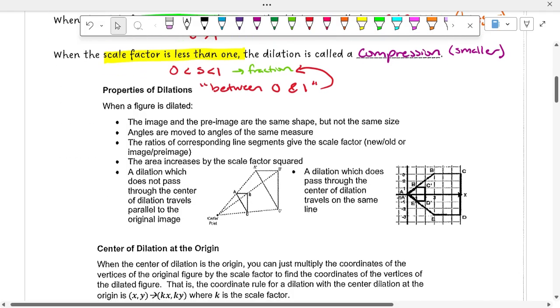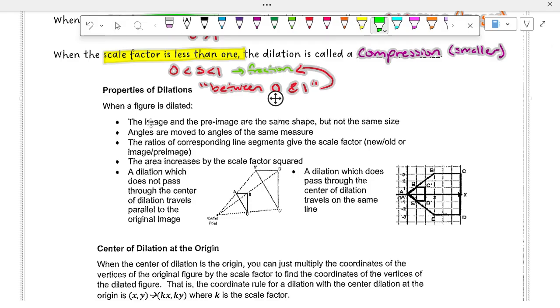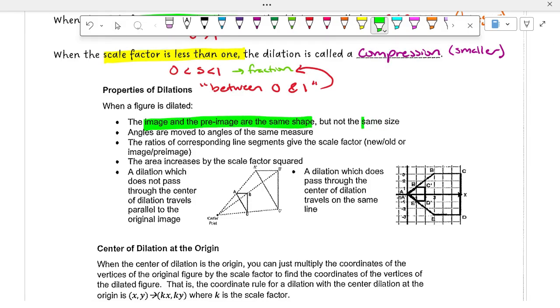Now, some properties of dilations. The image and pre-image are the same shape, but not the same size. The angles are still the same measure. Ratios of the corresponding line segments give the scale factor. So in other words, if we set up a proportion, like one side divided by the other side, we should get the scale factor. The area increases by the scale factor squared.